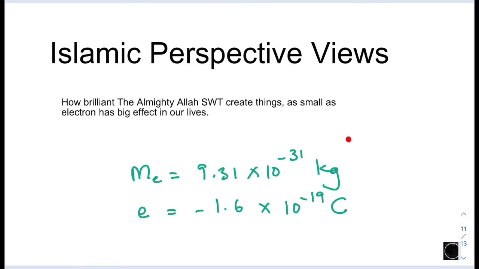And how brilliant Allah Ta'ala is. Not most of the materials or substances in this world show magnetic behavior. For example, we do have electrons in our body, but we do not show magnetic behavior daily. Because of what? The arrangement of the spins of the electrons already cancels out each other. So how brilliant Allah Ta'ala is.